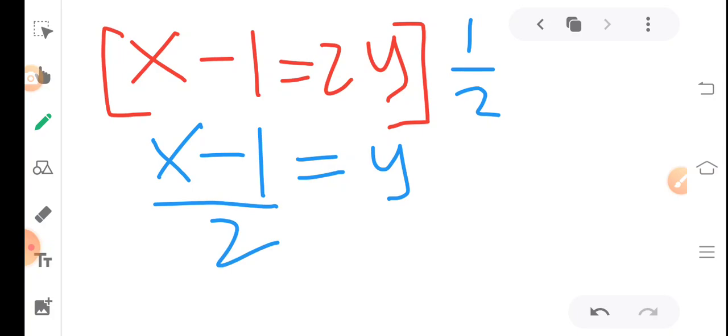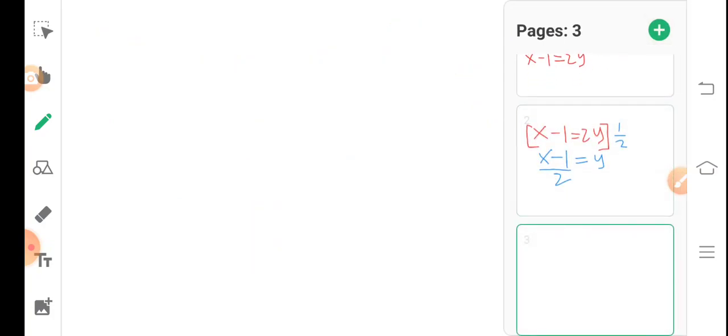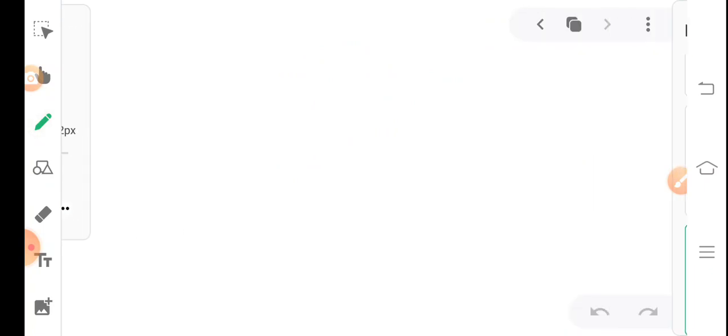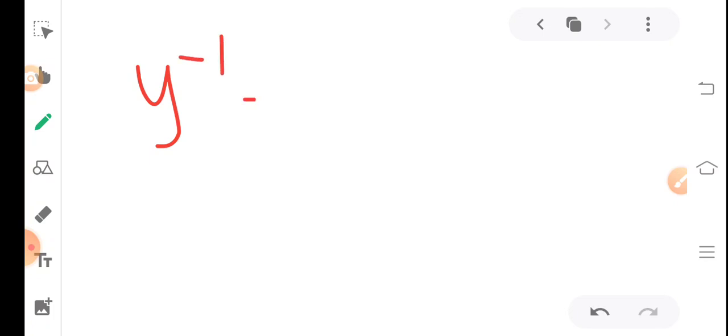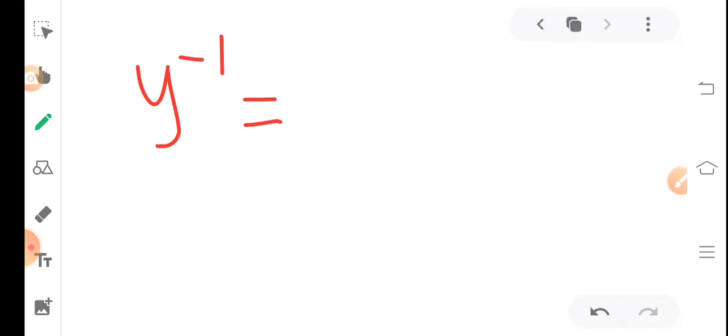Or finally, our final answer is y inverse is equal to x minus 1 all over 2. So this is our final answer.